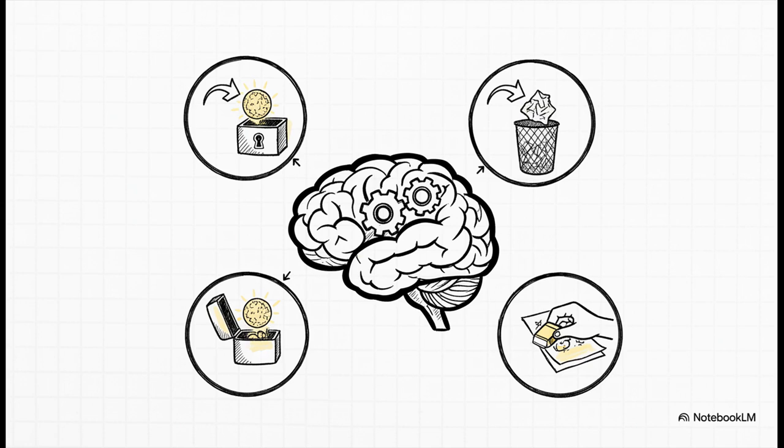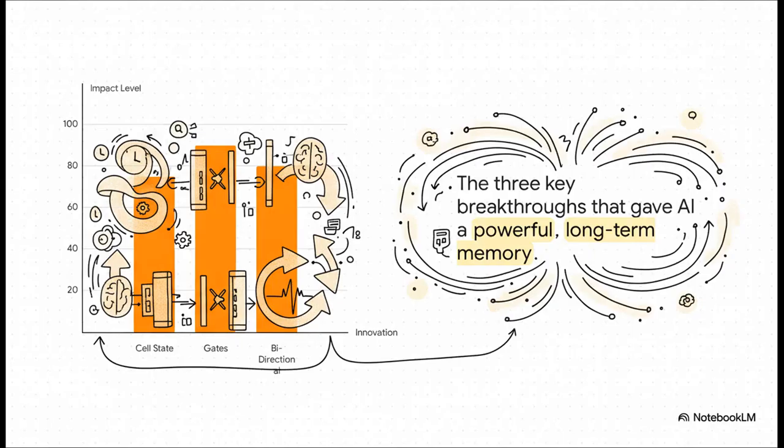LSTMs, GRUs, and all their variations gave AI a dynamic, flexible system to selectively remember, forget, and update what it knows over time. So when we boil it all down, it really comes back to three key breakthroughs. First, that cell state, the memory conveyor belt that keeps context safe. Second, the gates, the intelligent controllers that manage that memory. And third, bidirectional processing, the power to look both forwards and backwards to understand the whole story.